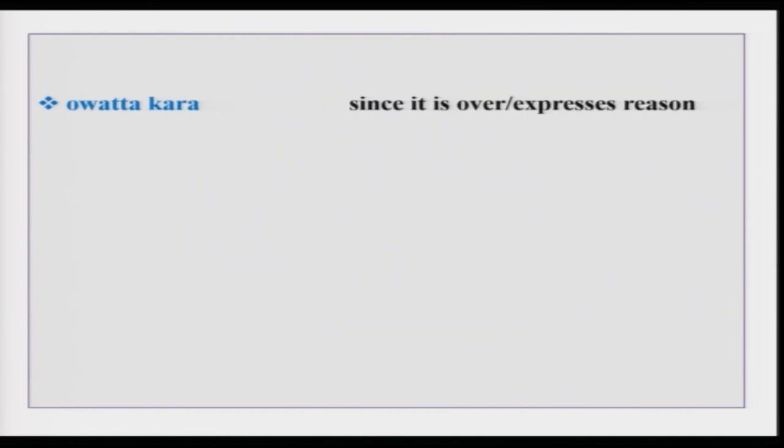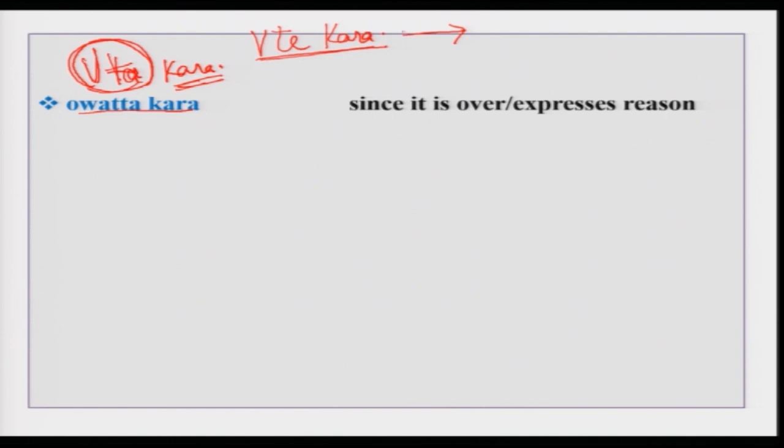So now in our kaiva, in the beginning we had owatta kara. So the verb is in past form plus kara. What does it mean? That the action is over. With kara, when we use the verb in ta form, the past form, then the action has been completed. It is over. And when we use the verb in te form plus kara, then it is for the future. Please keep that in mind. Over here, the work is over. Over here, the work is still not over. It is for the future we are talking.